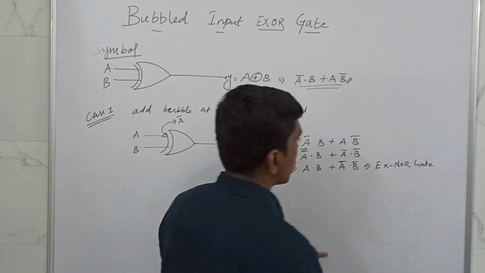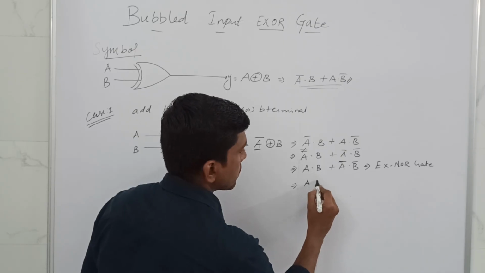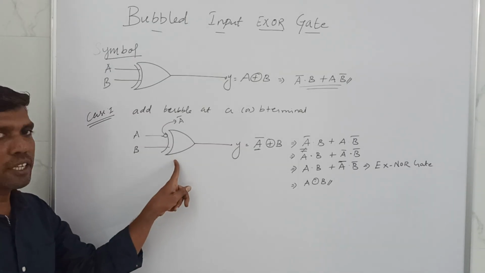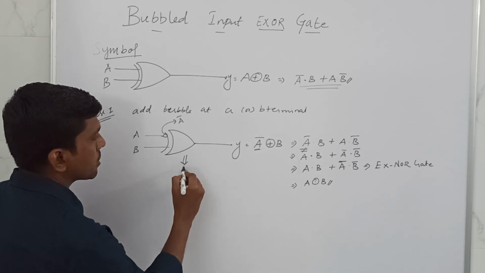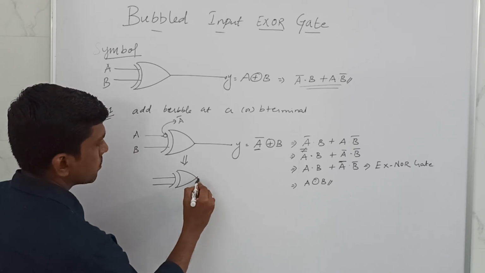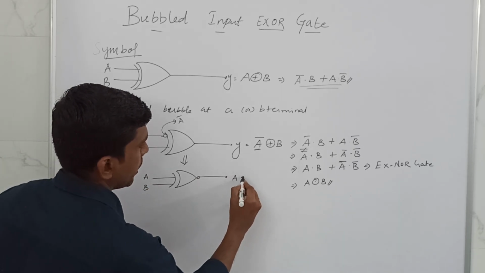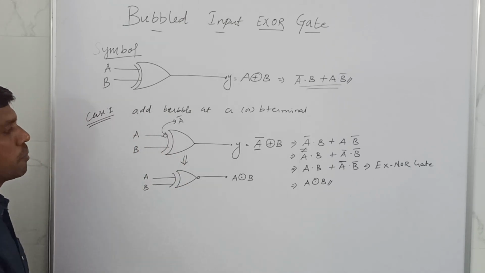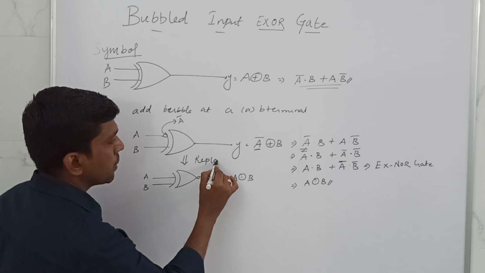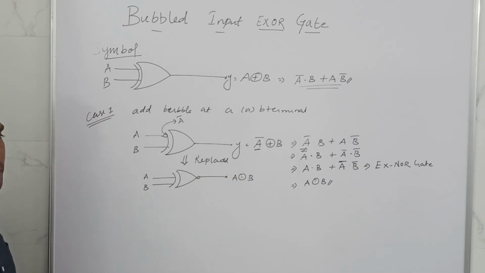So it is simply called A XNOR B. This bubbled input XOR gate is replaced by the XNOR gate, A XNOR B. That's the first case.